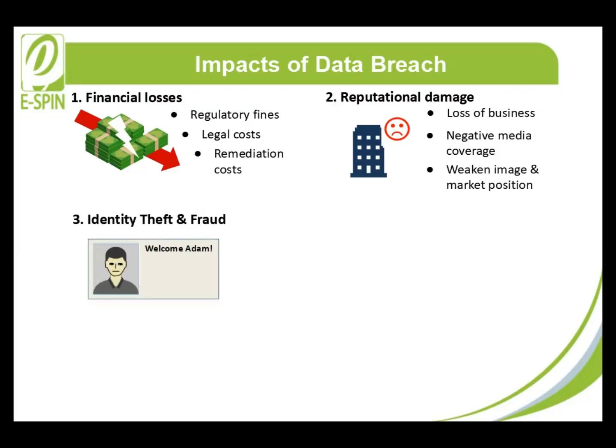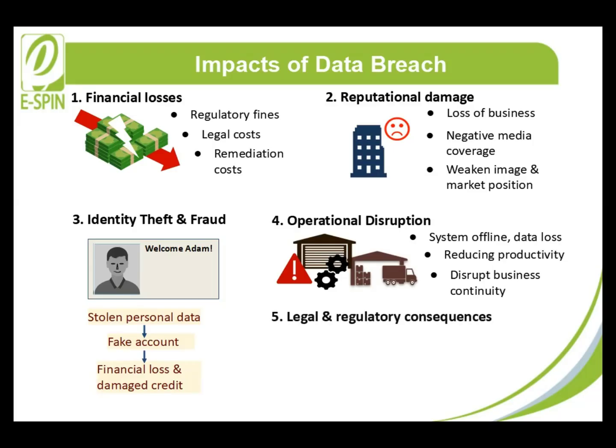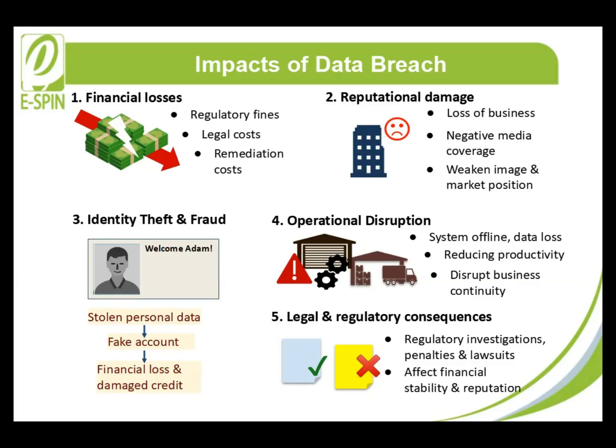Identity theft and fraud affect individuals when stolen personal data, like social security numbers or bank details, are used to open fake accounts or make fraudulent transactions, leading to financial loss and damaged credit. Operational disruption happens when systems go offline for investigation or when data is lost or corrupted, reducing productivity and impacting business continuity. Finally, legal and regulatory consequences may include regulatory investigations, penalties, and lawsuits, all of which can further affect financial stability and reputation.